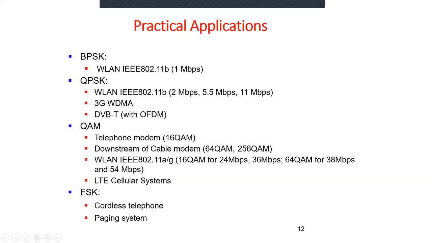I said QAM, 16 QAM, 64 QAM, even up to 256 QAM, is used in LTE cellular system, that is 4G, and as well as LTE Advanced, and it is continued in 5G also. Frequency shift keying, FSK, is used in cordless telephones as well as paging systems. You are using cordless telephones, no? Security guards, even police, all use it. So there FSK is used. These are some brief applications of various digital modulation techniques.